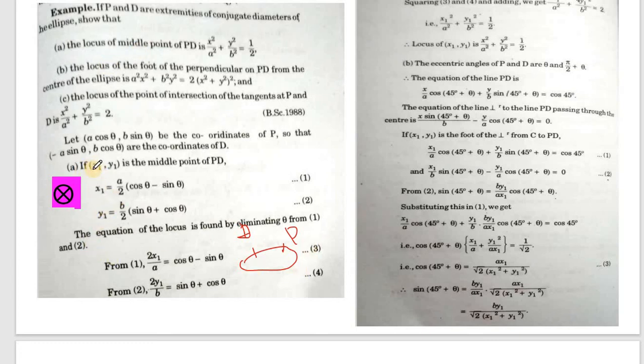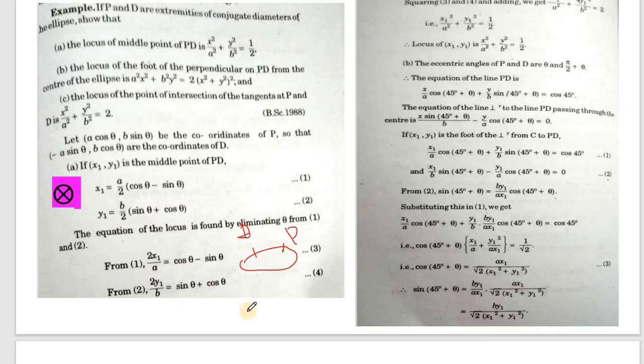How is it proceeded? If x1, y1 is the midpoint of PD, then x1 is equal to, you want one to be A cos theta, the other one to be minus A sin theta, one to be B cos theta, the other one to be B sin theta. So we have the coordinates of the midpoint to be this. So x1 is equal to this, y1 is equal to this. The equation of the locus is found by eliminating theta from 1 and 2. By eliminating theta from 1 and 2, you get this.